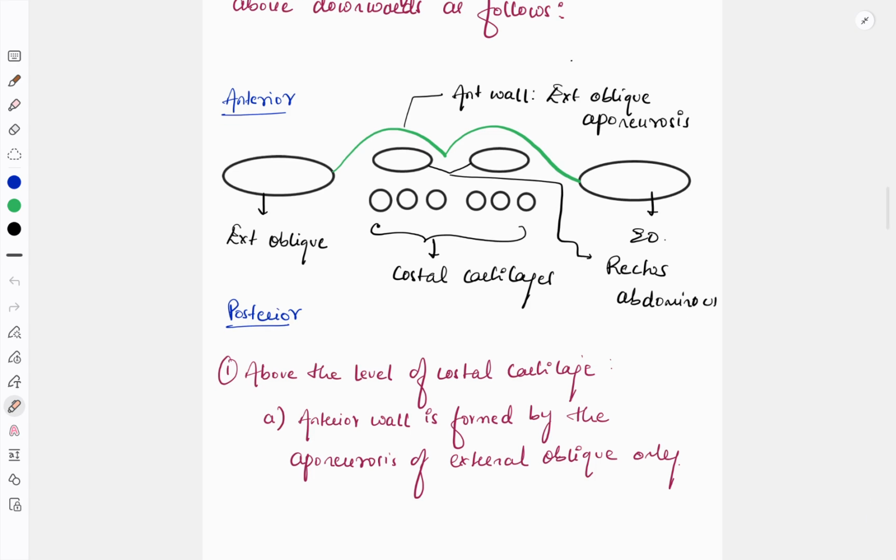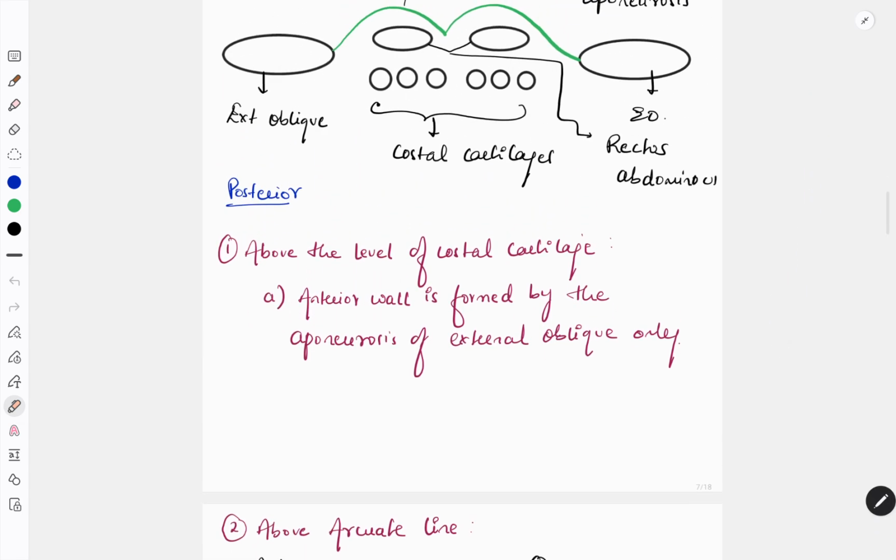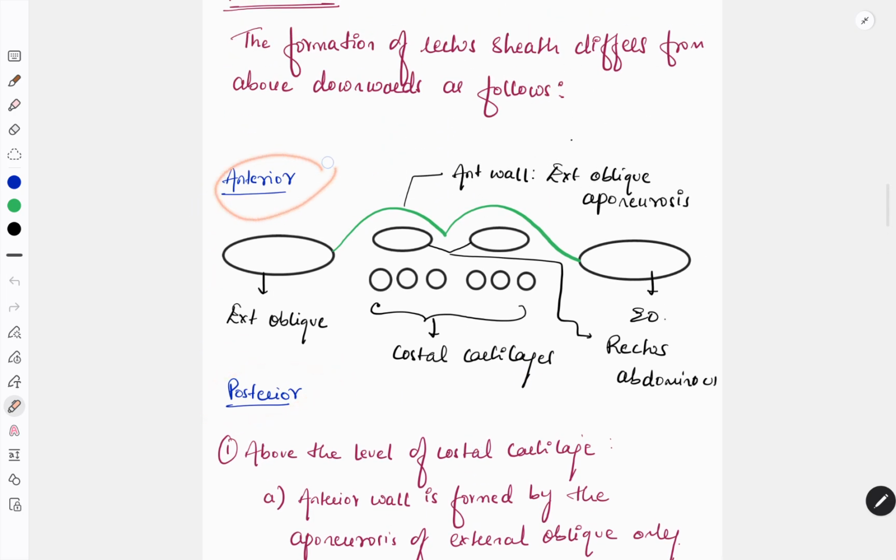Above that, we just saw that the muscle posteriorly lies directly on your costal cartilages. See, this is the posterior side and this is the anterior side. We have taken a section at the level of costal cartilages. So anteriorly only one muscle is involved. If you look at the origin as well as insertion of the external oblique muscle, you will realize that this is the only muscle that arises from your costal cartilages. So when we take a section at the costal cartilages, the only muscle we can see will be the external oblique muscle.